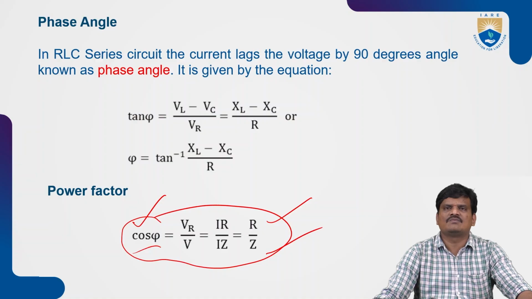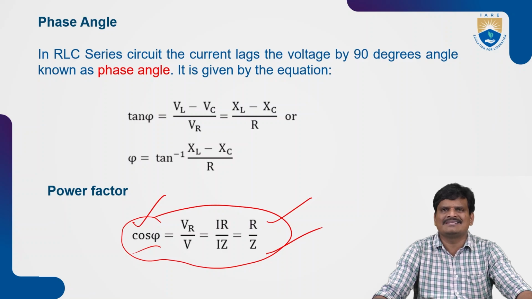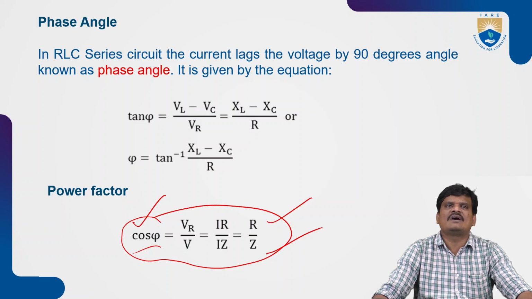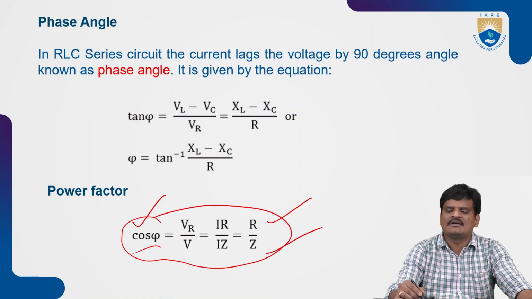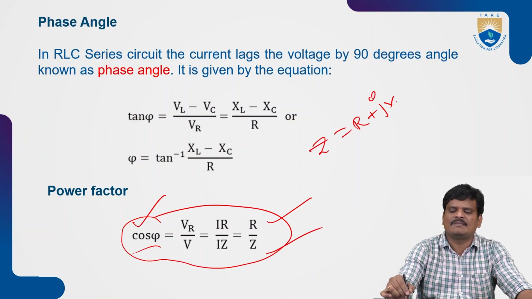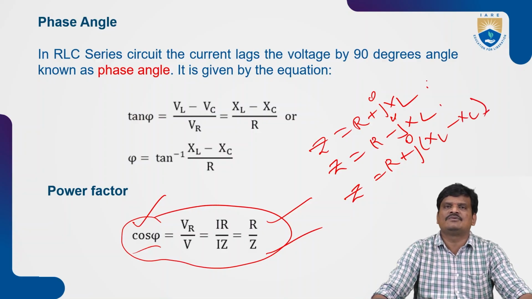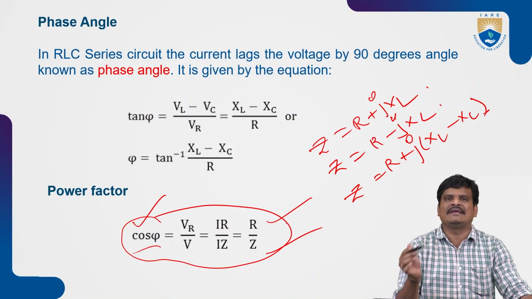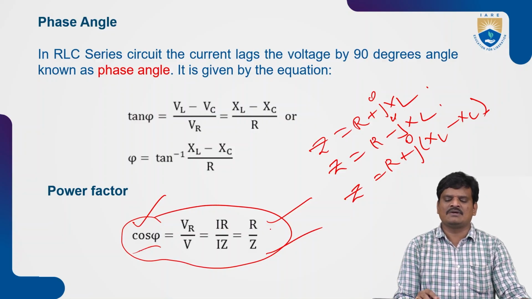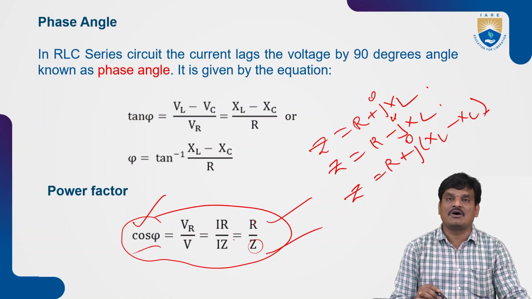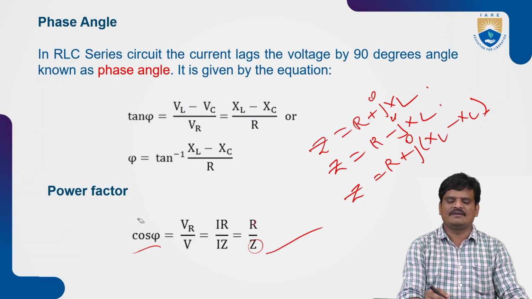So as per the three circuits we have seen earlier, the power factor for the RL circuit, RC circuit and RLC circuit is the same, that is R by Z. The Z value may be different. For the RL circuit, Z is considered as R plus jXL. For the RC circuit, R minus jXC. For the RLC circuit, it is R plus j into XL minus XC. The impedance offered by the circuit may be different, but the formula for power factor for any type of series circuit is cos phi equal to R by Z, where R is the resistance offered by the circuit and Z is the impedance obtained from the circuit.